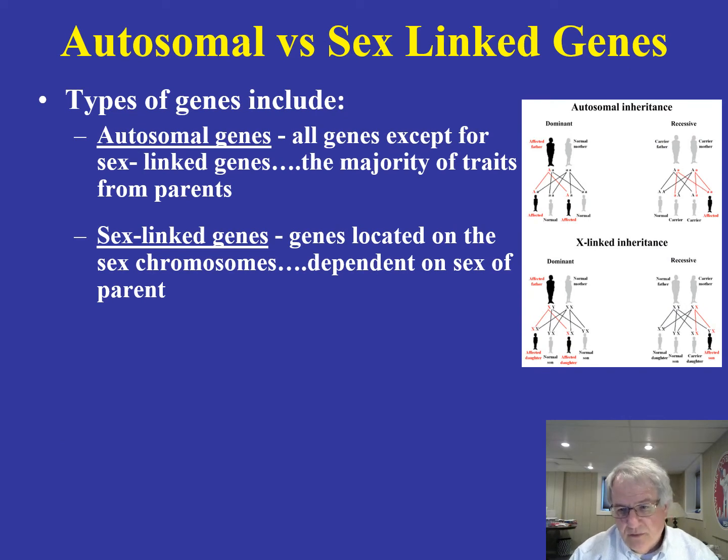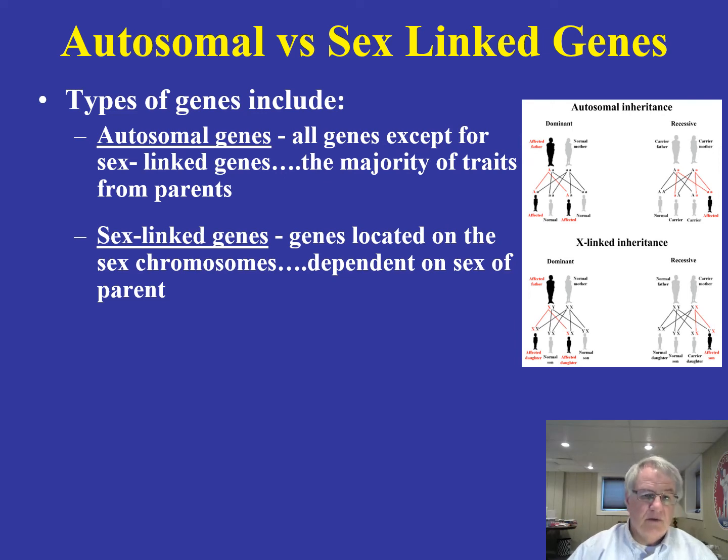We should also explore these two other important concepts of what we call autosomal and sex-linked genes. And that is represented in this diagram that you see right here. So when we take a look at different types of genes, some are autosomal genes. That's all the genes really except for sex-linked genes. And again, that's the majority of traits that come from parents. And we also have sex-linked genes.